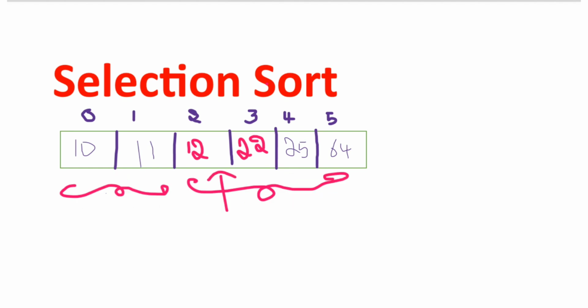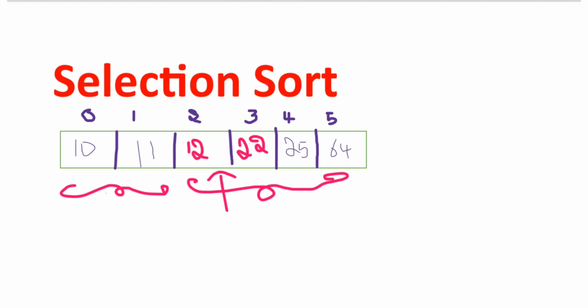I need to find out the smallest element in the unsorted list. The smallest element in the unsorted list is 12. Now 12 is already sorted. Right. Next, move on to the 22.